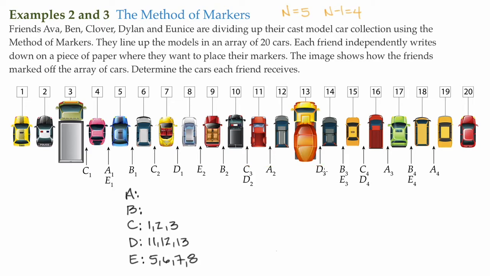Again, moving on down the array, we go down to the fourth marker set. Here that's Clover again. She already got her first section. There's also Dylan right here, but he was given his third section. So we go down to the next fourth marker set. This is Ben and Eunice. Eunice was already awarded a section, so it's got to go to Ben. So Ben's going to get all the cars between his third marker and his fourth marker. So he's going to get these cars here, 15, 16, and 17.